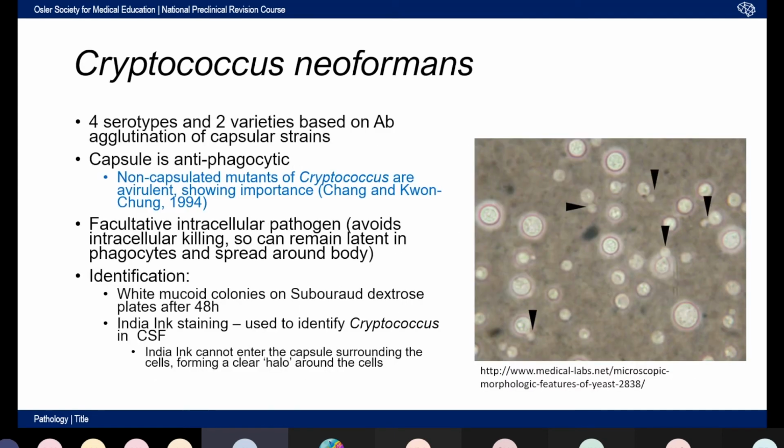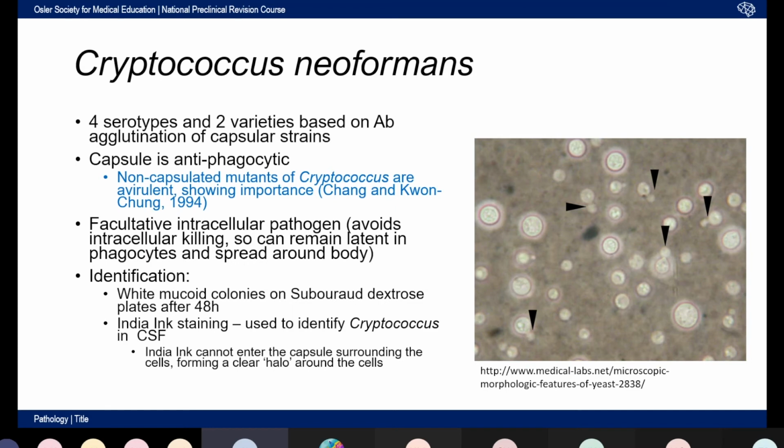So now on to Cryptococcus. This is an encapsulated yeast, and the capsule is anti-phagocytic. So it's a challenge for phagocytes. Cryptococcus is a facultative intracellular pathogen, so it can remain latent in phagocytes, and that's how it spreads around the body because it can't be killed by them.